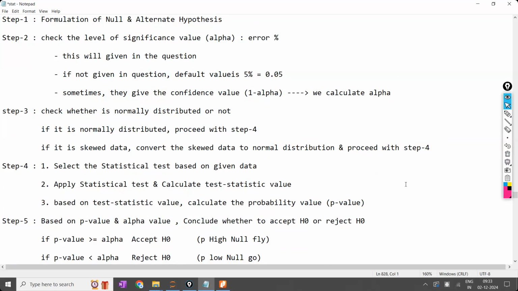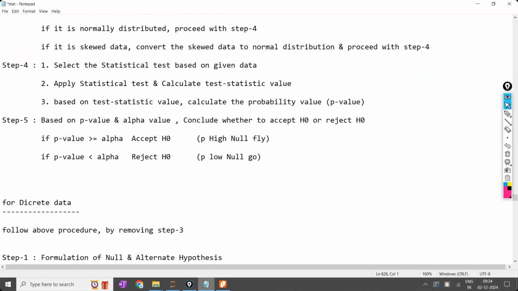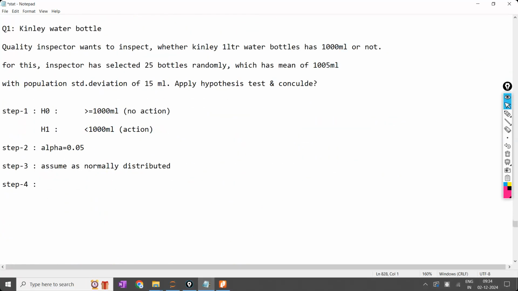Now, once again I'm repeating, there are a total of 3 of them. I'm going to go through them one more time. That is case study number 1. Your first case study is the Kinley water bottle, where a quality inspector wants to inspect whether the Kinley 1 liter water bottle has exactly 1000 ml or not. The inspector has selected 25 bottles randomly, which have a mean of 1005 ml, with a population standard deviation of 15 ml. Apply the hypothesis test and conclude the test.